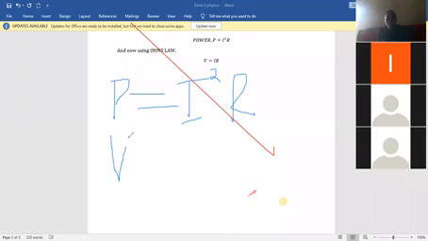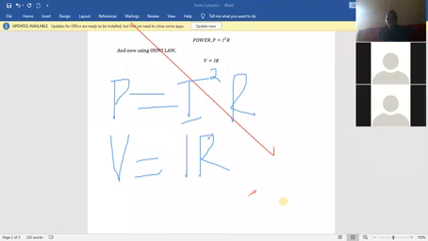From Ohm's law, V is equal to what? V is equal to IR. You remember this one? Anybody who can remember? I want us to do this.